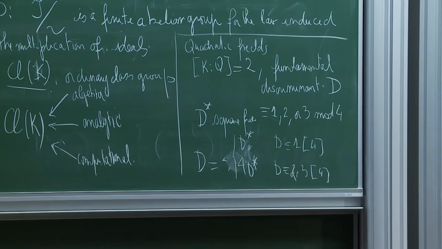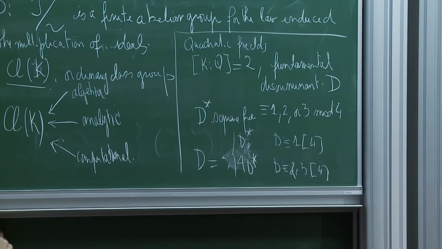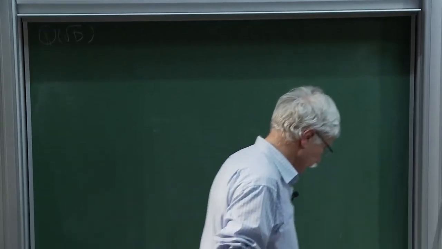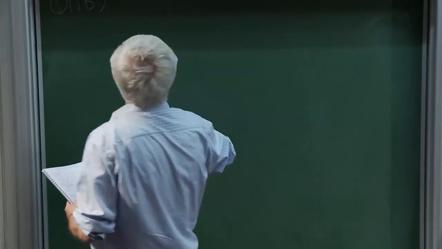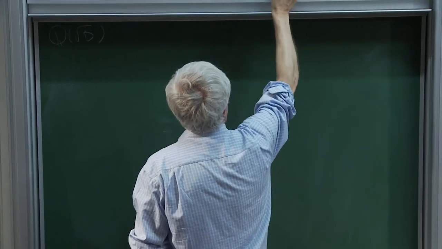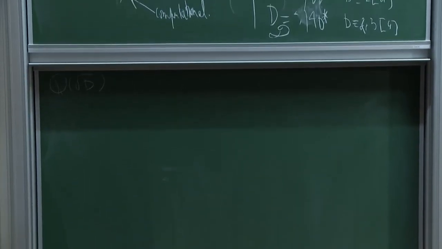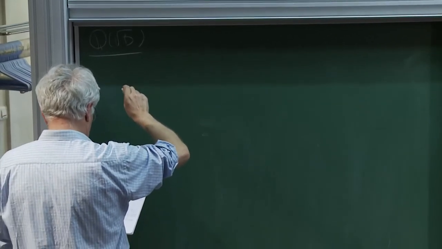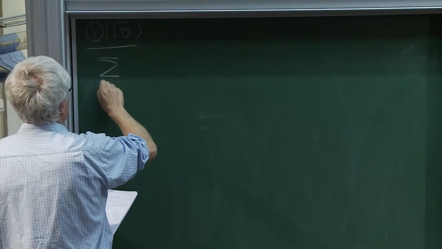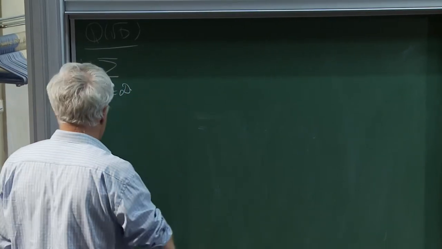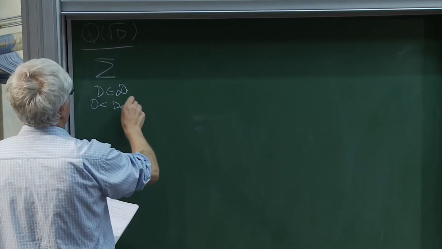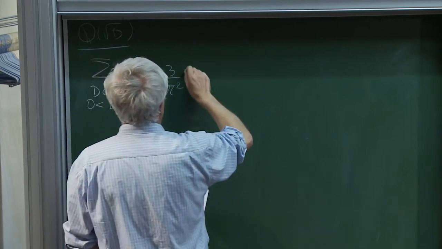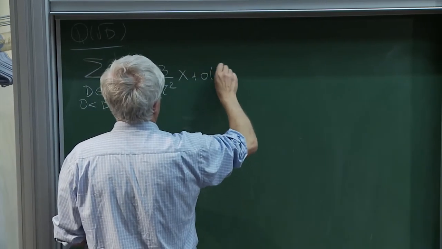So that means you consider all the Q of square root of d. And there is a theorem which is very easy. Let curly D be this set of discriminants. This is the theorem: the sum over D up to X of 1 is 3 over pi squared X plus big O of square root of X.